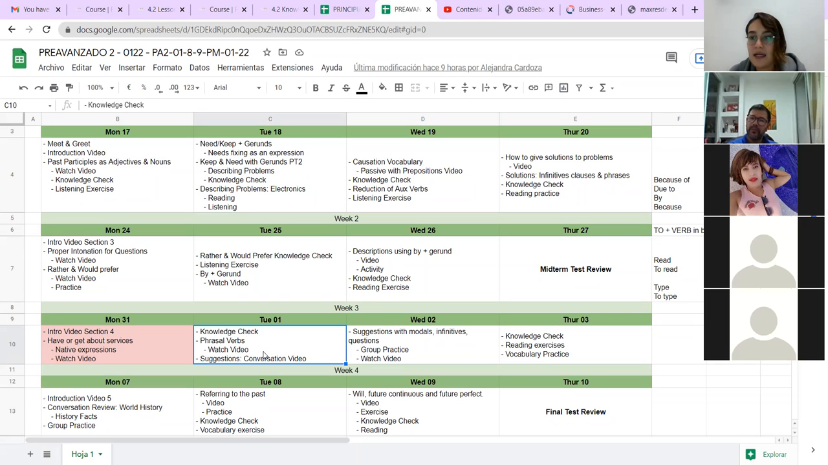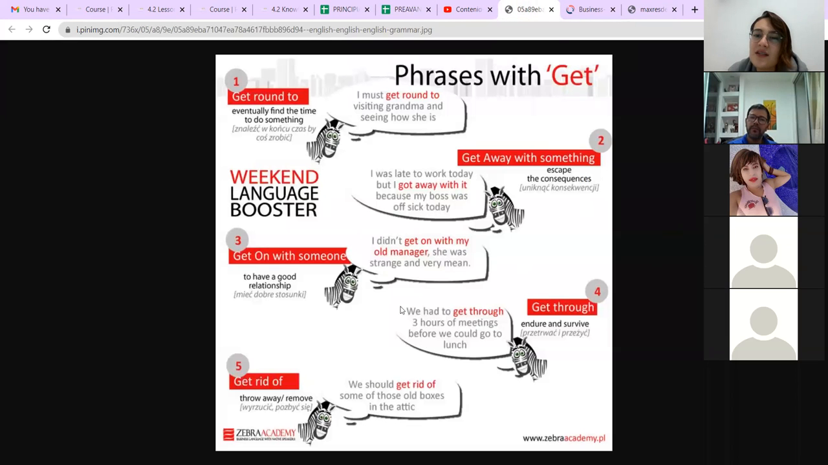Les voy a mandar el material a WhatsApp so that you can take a quick look at it before we review it here in class. Did I send you this to WhatsApp? Yes, please. Okay, cool. Let me stop sharing and I'll send it over. No tuvimos chance de ver la otra imagen que tenía de vocabulary, but I'll send it and we can review it tomorrow.